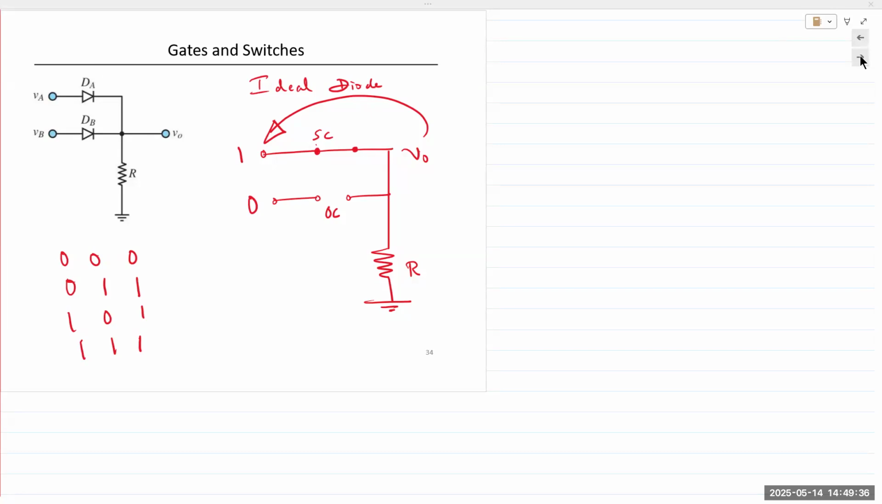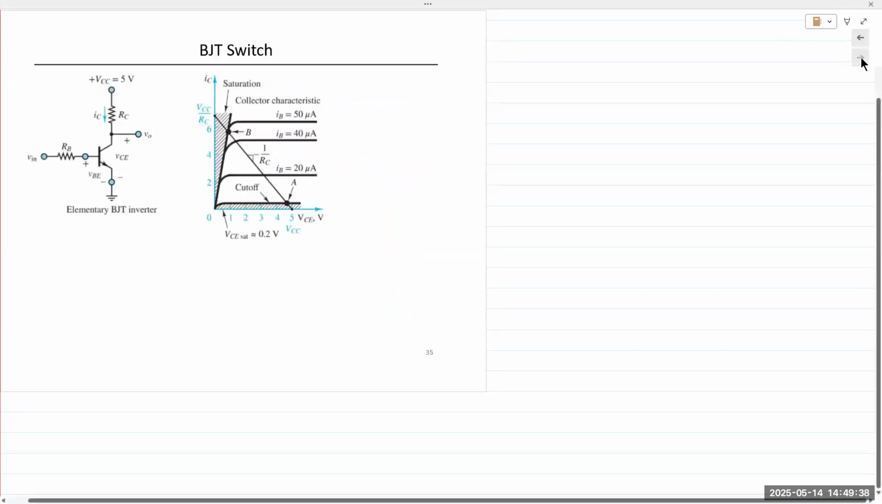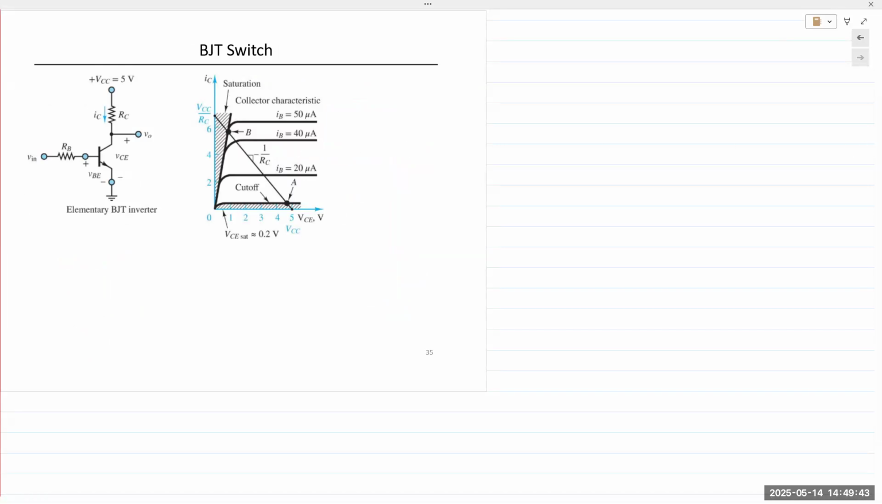All right. Lastly, we have the BJT switch. This circuit by itself is the most fundamental of BJT circuits. One BJT can be used as an inverter circuit. I'll explain how and why. V in is 0 or plus 5 volts. Logic low or logic high.